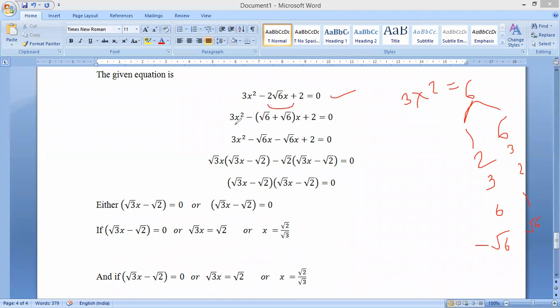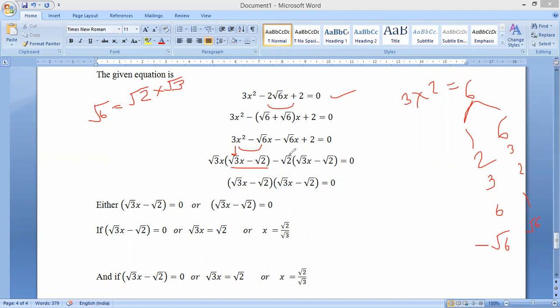So this 3x square minus 2 under root 6 x plus 2 can be written as 3x square minus under root 6 plus under root 6 multiplied by x, plus 2 is equal to 0. Now when we take out under root 3 x as common, the remaining value is under root 3 x, because under root 3 into under root 3 is equal to 3. Taking under root 3 common, the remaining value here is under root 3. Under root 6 is under root 2 into under root 3, so taking out under root 3 as common, the remaining value is under root 2.